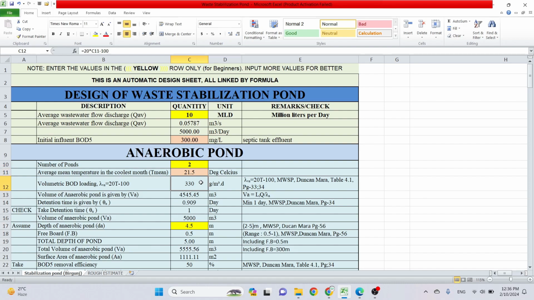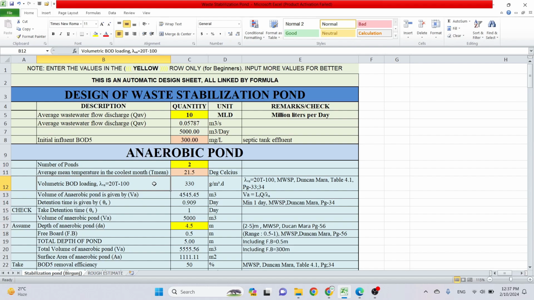and the volumetric loading I have taken based on the formula of 20T. Lambda_v, the volumetric loading, equals 20T minus 100. It gives the volumetric loading, as the anaerobic pond is designed based on the volumetric loading, whereas the facultative pond is based on the surface loading rate.